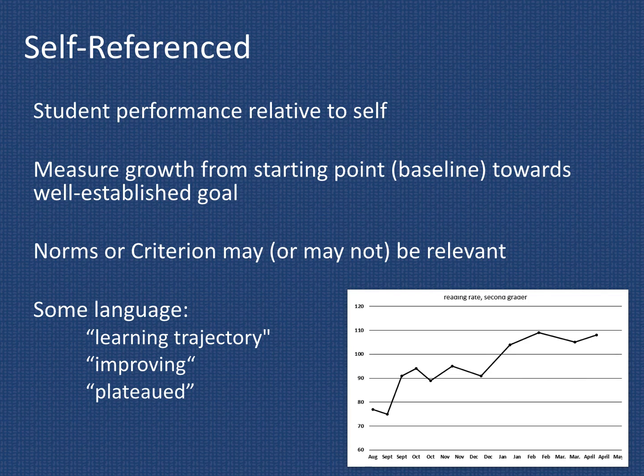The third type of comparison is a comparison to oneself. This is pretty self-explanatory, I think. So we're really just comparing the student or the learner to themselves. We could measure growth from a starting point or baseline towards a well-established goal. Norms or criterion may or may not be relevant, and they may be more helpful in writing that ambitious goal. Some language that we can use when we're looking at a self-referenced assessment would be their learning trajectory, improving, their platitude.